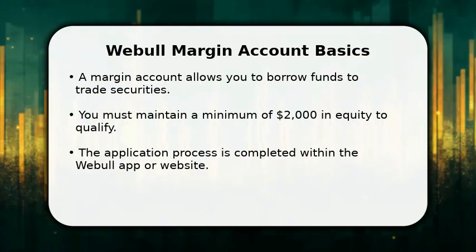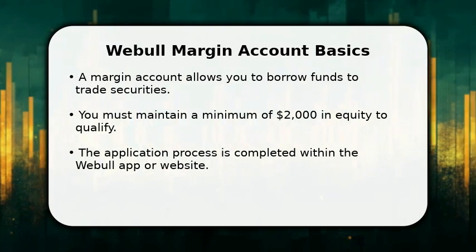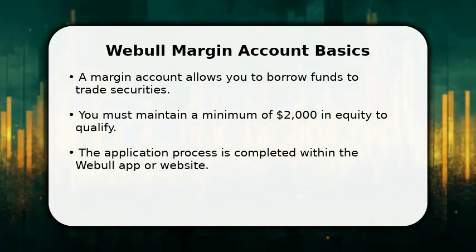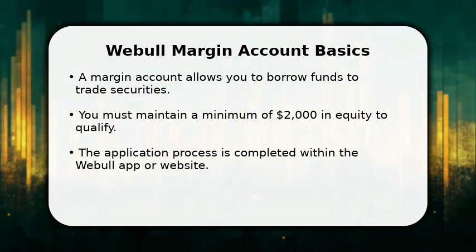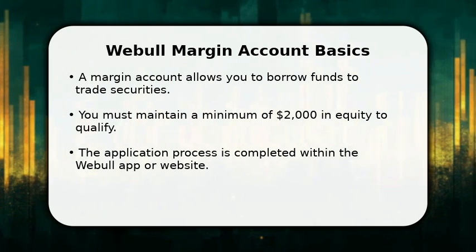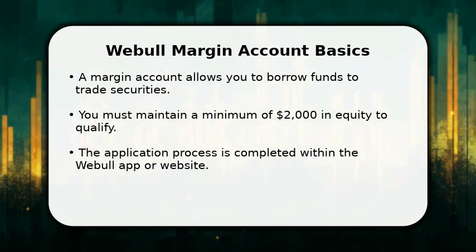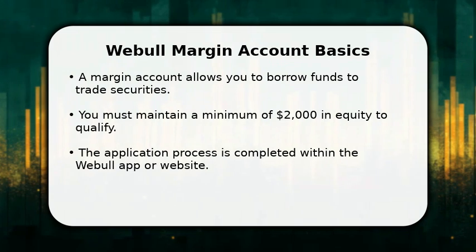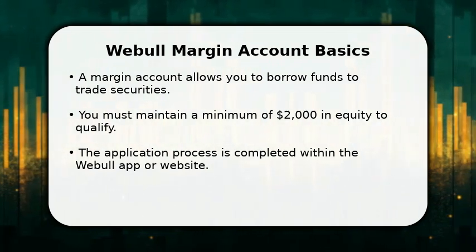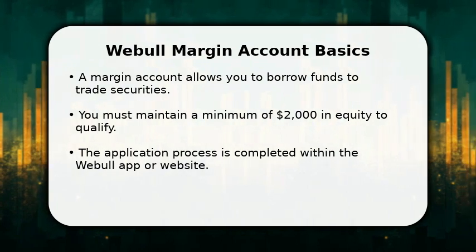Enjoy the video. In this video, I will explain how to get a margin account on Webull. To begin, you need to ensure your Webull account is approved for margin trading. A margin account lets you borrow money from Webull to buy securities, using your existing holdings as collateral. You must maintain a minimum of $2,000 in your account to qualify for margin trading. This is a regulatory requirement to cover potential losses.